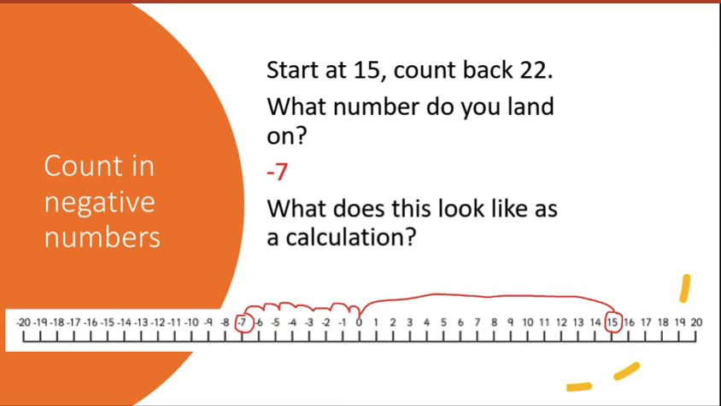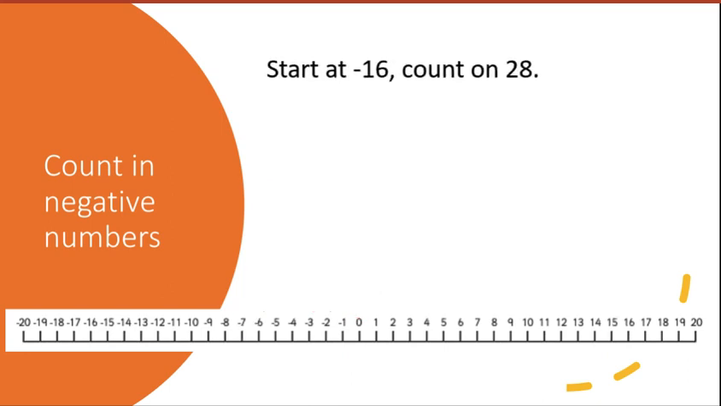What does that look like as a calculation? 15 take away 22 equals -7. Start at -16, right down here, and count on 28. Have a go yourself, point out number -16, count on 28, where will you land? Have a think about counting on in larger groups, not just in ones all the way to 28, and find out what number you land on. Off you go.